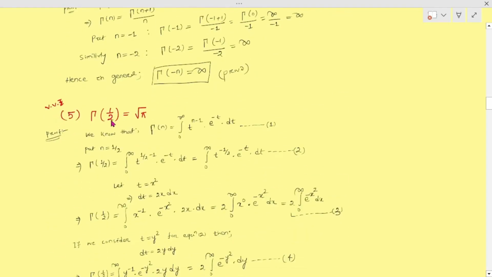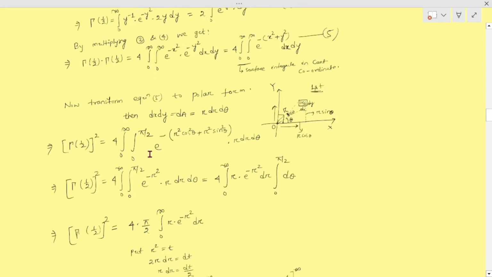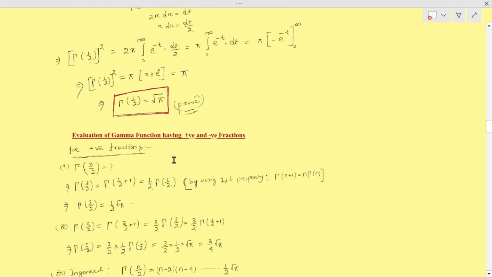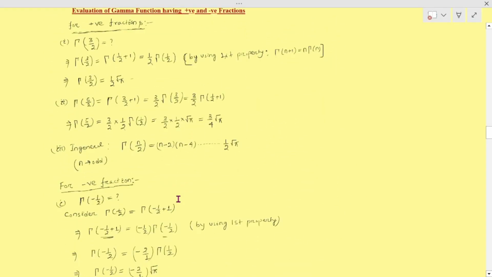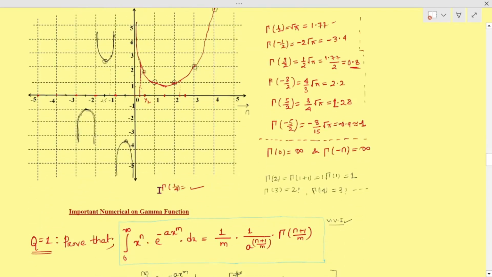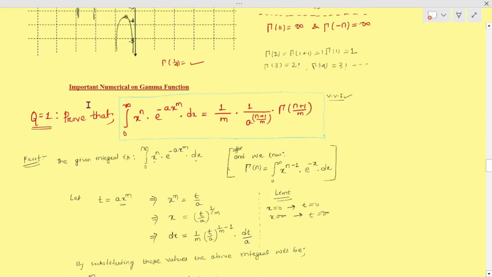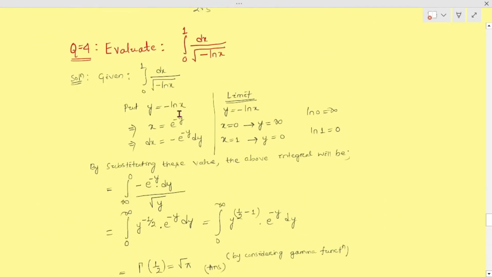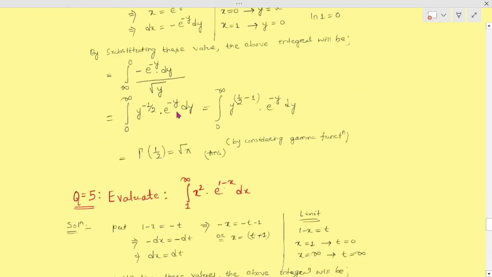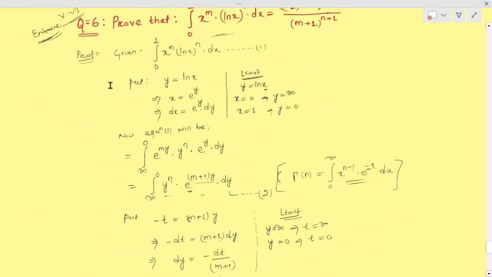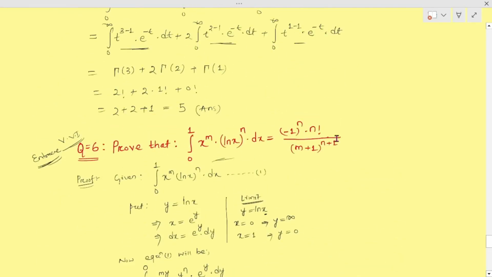Here we proved that gamma half equals root pi. Then we evaluated the gamma function for positive and negative fractions. We drew this graph. Then we discussed some important numericals on the gamma function. In our last class, we discussed six numericals based upon the gamma function. Up to this much we have discussed.